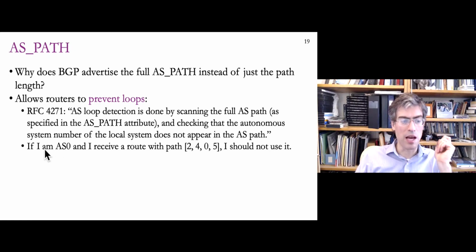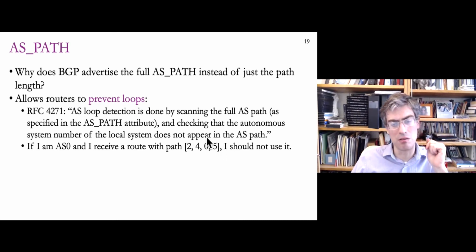So for example, if I am AS0 and I receive a route advertisement with path 2405, I should not use it. It doesn't make any sense for me to use that, because this is saying that this path will send the packet out for a couple hops, it'll come back to me, and then I'll have to deliver it to someone else to complete the delivery. If that's the case, then I should just follow this last step, right? Why would I send it out to come back to me so I can complete the delivery? That's by definition a loop. Loops are bad.